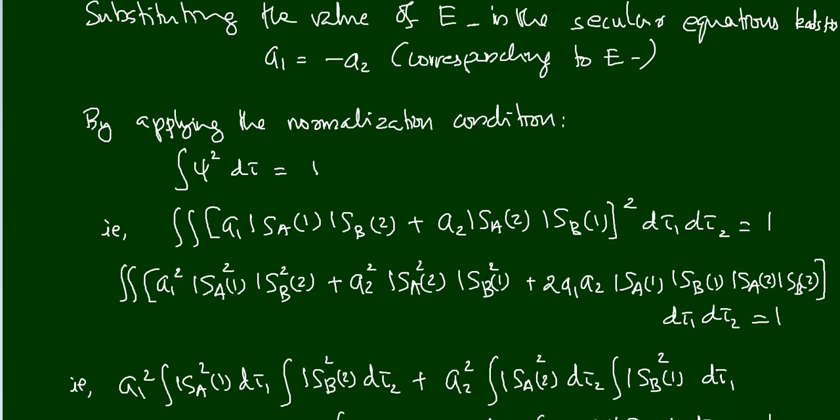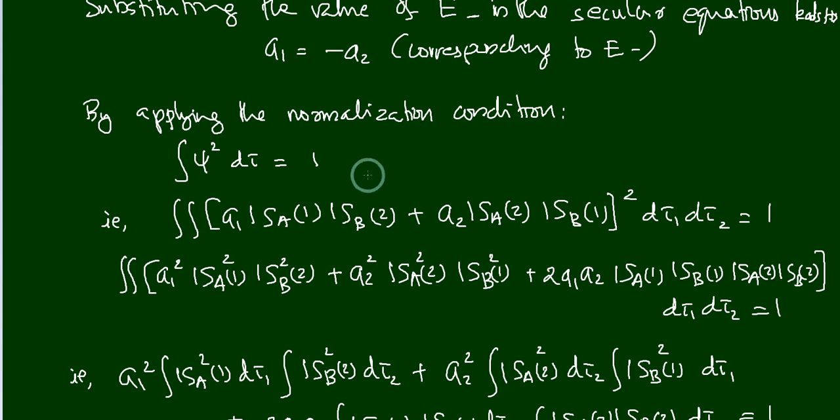Now we apply the normalization condition, that is, integral psi square d tau is equal to 1. That is the normalization condition. When we have the double integral, what is psi? Psi is equal to a1 1s a1 1s b2 plus a2 1s a2 1s b1.